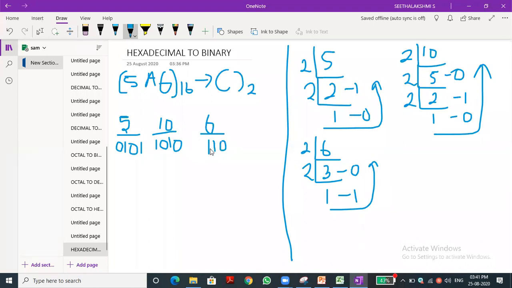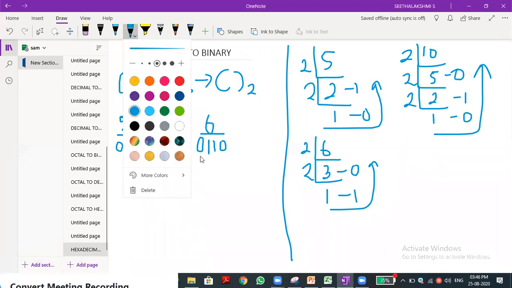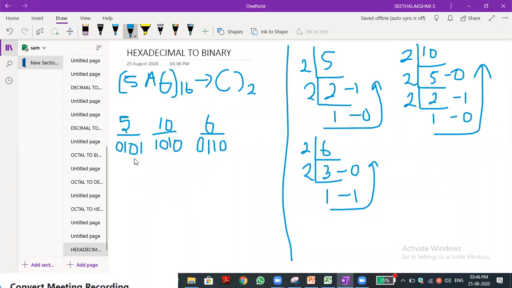In the front, it is a group of 3. We have to group by 4, because it is hexadecimal. So now we are done with that. We can do the conversion for 6. That is 110 was the answer. One minute, I will write. So we are adding the 0 before it. Now we need to write all the numbers together.